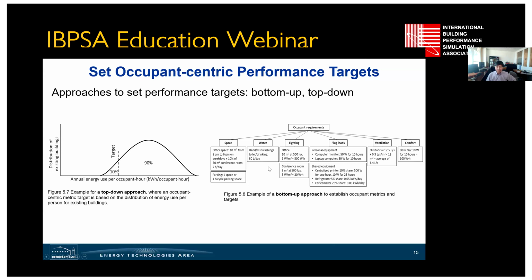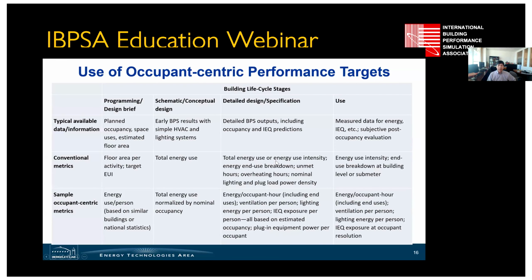I think depending on your needs and your team, you may choose one or the other, or you may choose a combination of the two. So how you use those performance targets to guide the building's design process, this table illustrates the potential ways you can do it. For example, the typical available information: we talk about there's a conventional metric, there's an occupant-centric metric, and then with this, there's an early design, a schematic design, a detailed design, and occupancy.